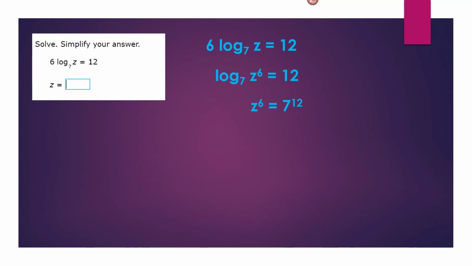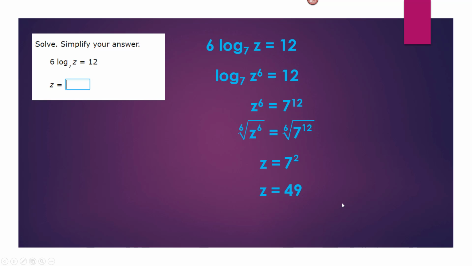Of course, I want to solve for just z. And so we get z, or the 6th root of z to the 6th, is equal to the 6th root of 7 to the 12th. Okay, so we get z over here and 7 squared on the right side. And of course, we get z is equal to 49.